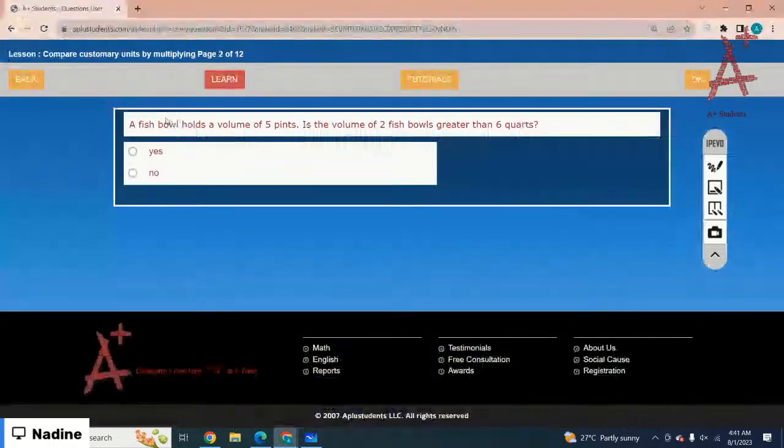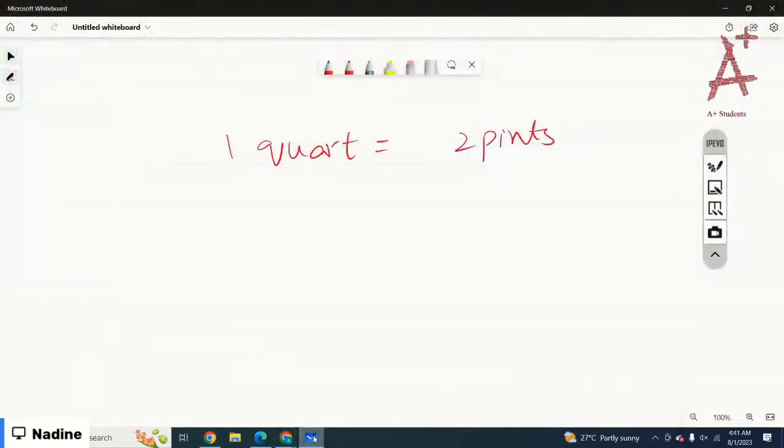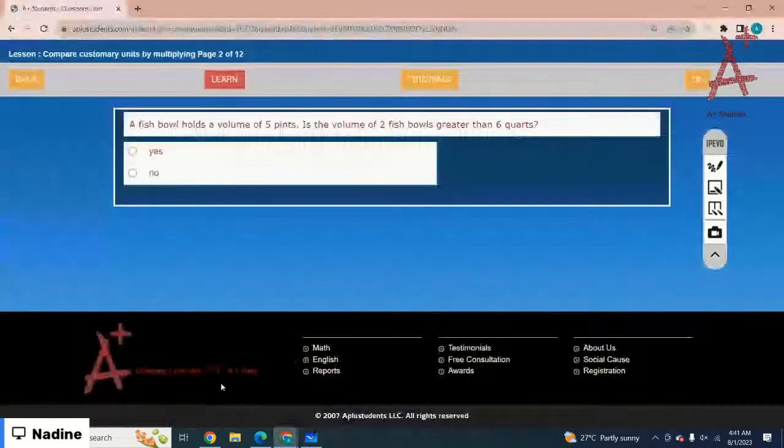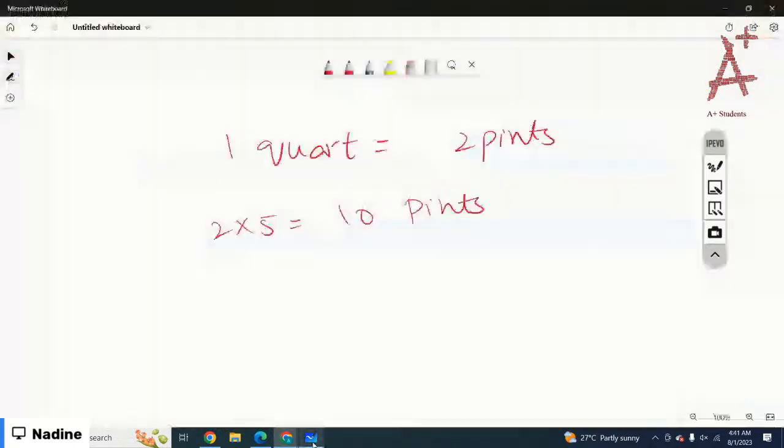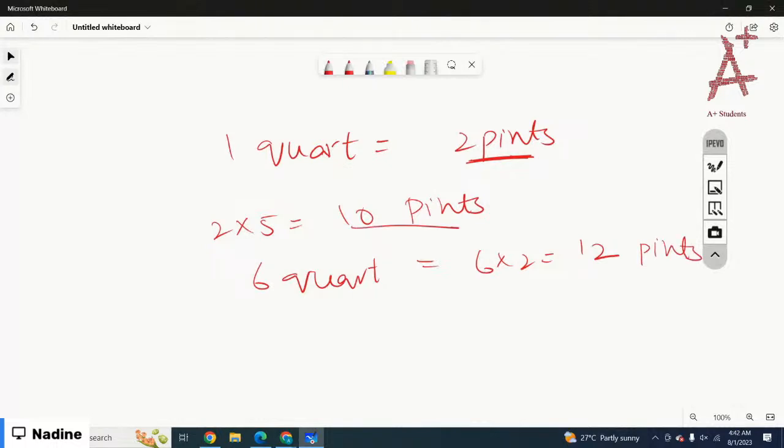Okay, let me just read the question again. A fish bowl holds a volume of 5 pints. Is the volume of 2 fish bowls greater than 6 quarts? So you have to do 2 times 5. 2 times 5 makes 10 pints. Now you have 10 pints. 1 quart equals 2 pints, so 6 quarts equal 6 times 2, that makes 12 pints. So no, 10 is less than 12.